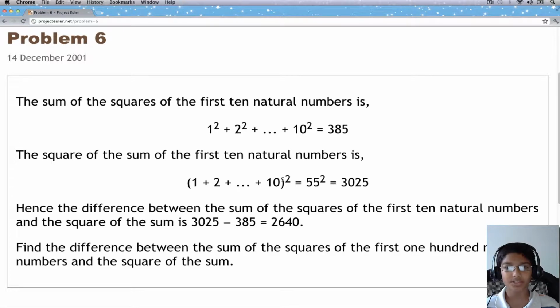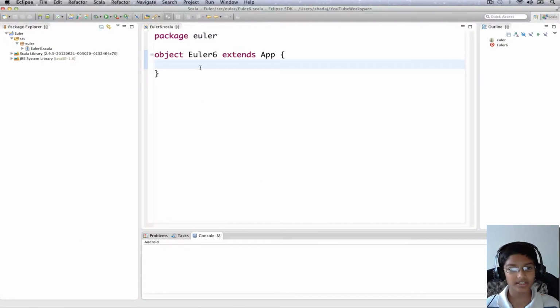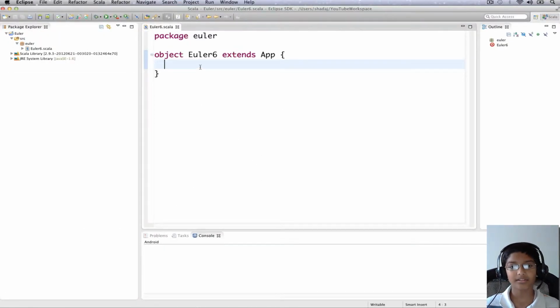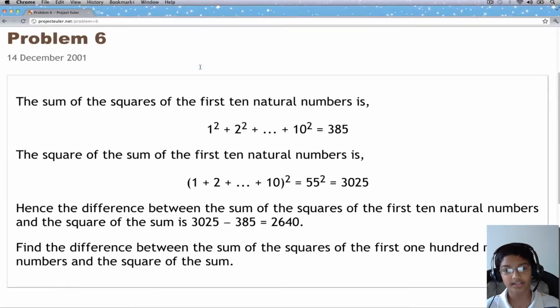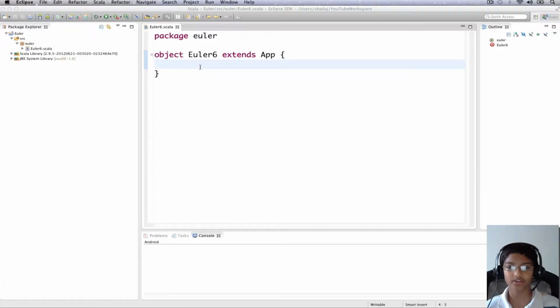So we know by looking at this problem that the main thing we're going to be doing is figuring out how to calculate the sum of the squares and the square of the sums. So let's get started. Here I'm in Eclipse, and let's start by figuring out how to calculate the sum of the squares. So basically we want to keep on adding together those squares of the numbers from 1 to 100.